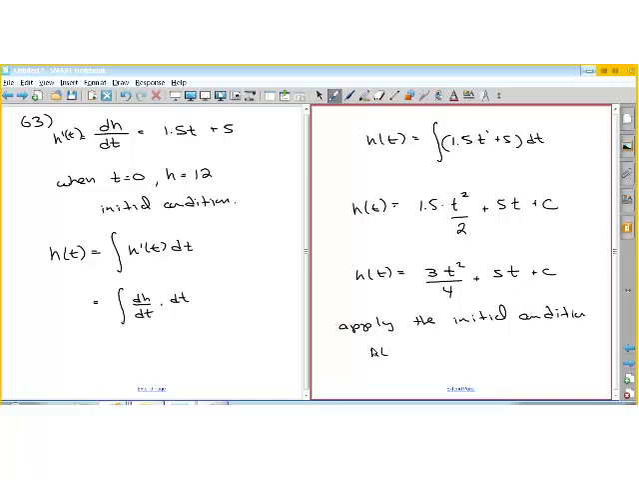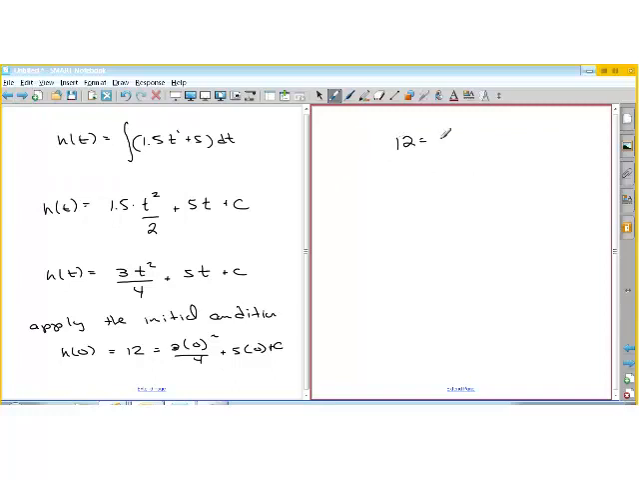So the initial condition is that h of 0, the height at t equals 0, is equal to 12, and that's equal to 3t squared over 4 plus 5t plus c, where we stick t equals 0 in there. You see the two terms are going to go to 0. So the only thing that's left is the arbitrary constant. So you get 12 is equal to c, c is equal to 12. So our particular solution for the case where the initial height is 12 is h of t equals 3t squared over 4 plus 5t plus c, which in this case is 12.